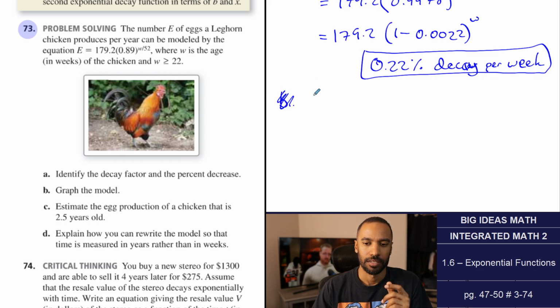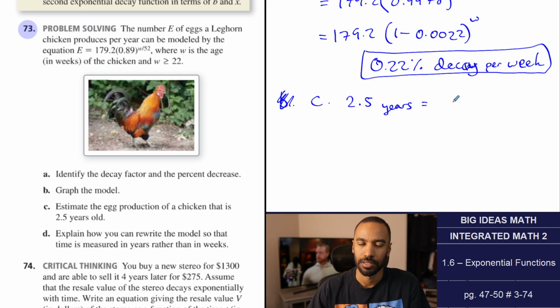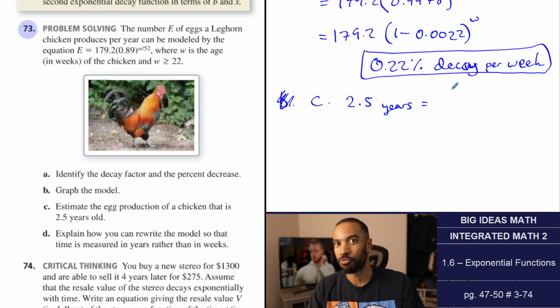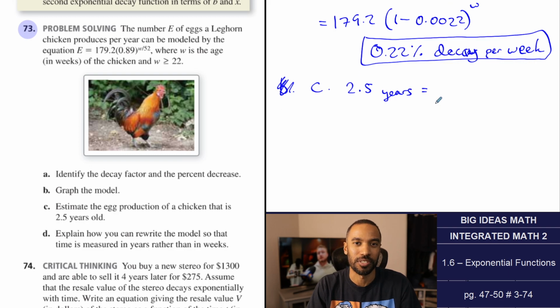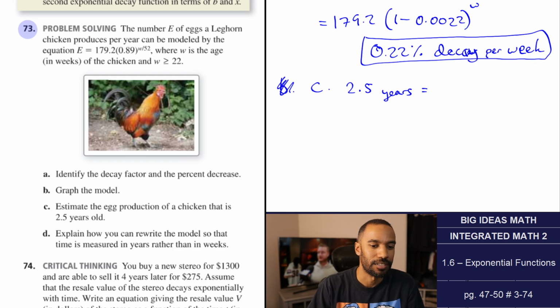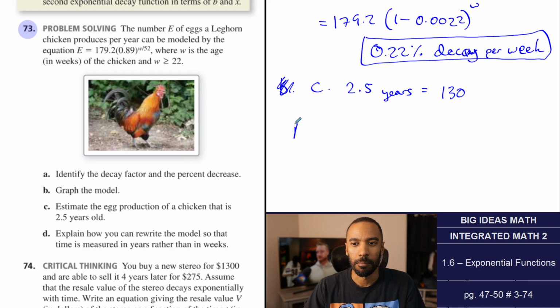All right, estimate the egg production of a chicken that is 2.5 years old. Okay, 2.5 years is, well, here's the thing. You can convert it to weeks. You can do 52 times 2.5, but the thing is you really don't need to. So I'll show you what's going to happen. 2.5 times 52 is, I think, 130. Let me check. 2.5 times 52. It's 130.